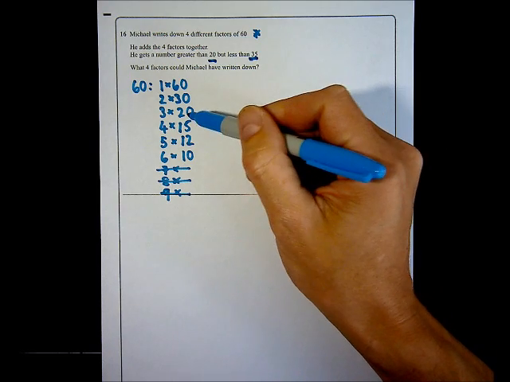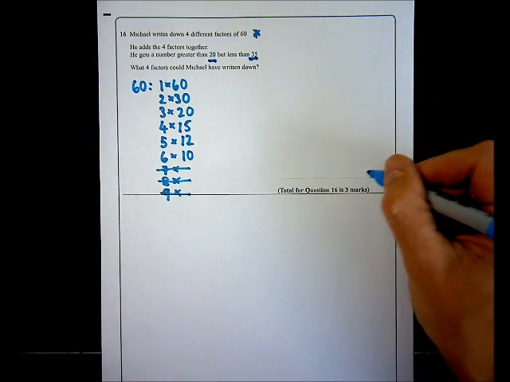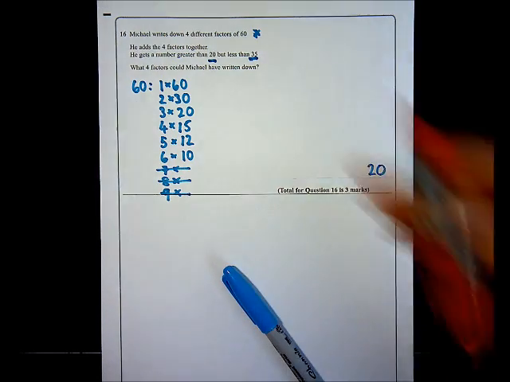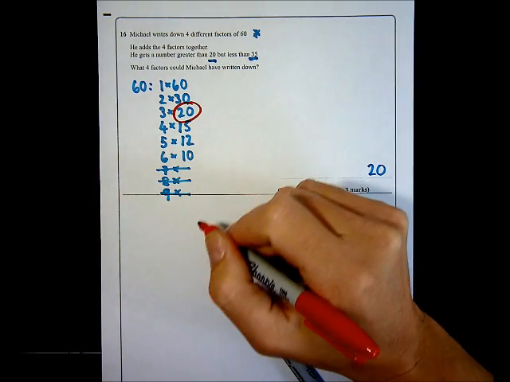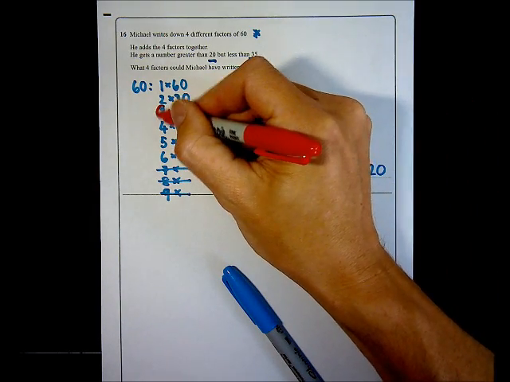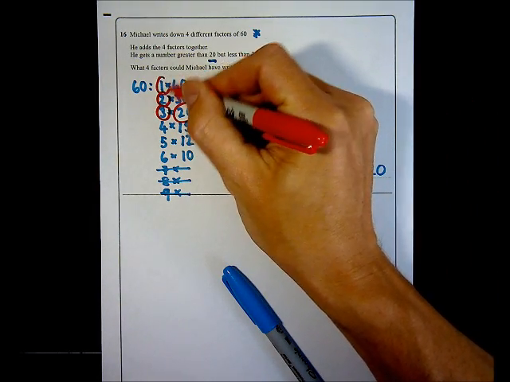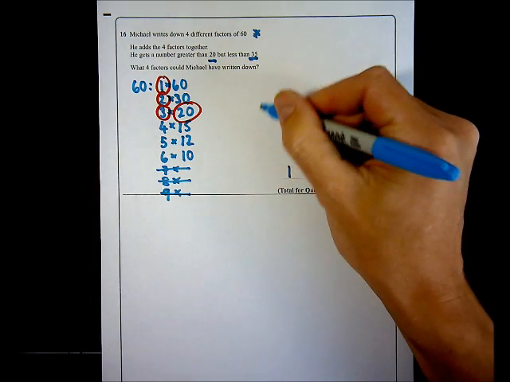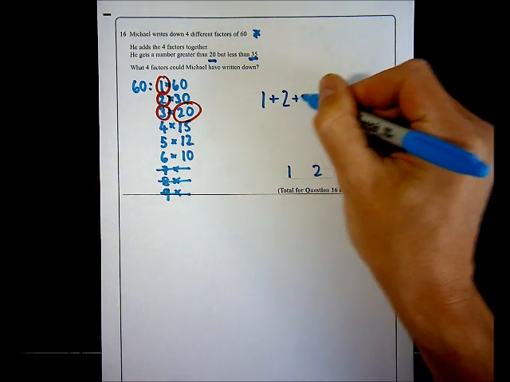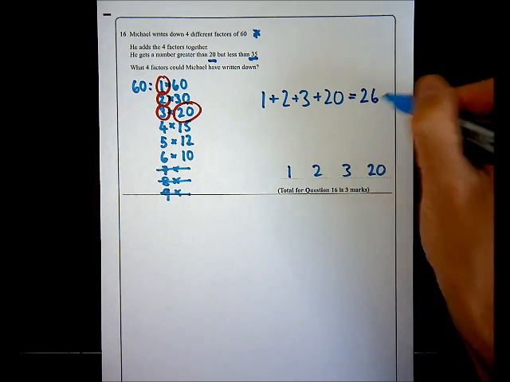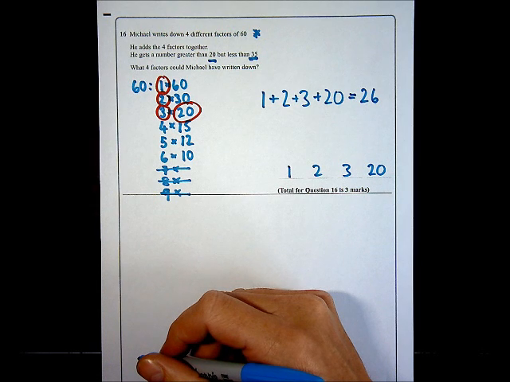So if I pick 20 as one of my factors, I'm going to write that here, and then I'm going to pick 3 more factors that won't take me past 35. So the 3 smallest factors after that are 3, 2 and 1. So I'm going to put 1, 2 and 3, and if I add them up, 1, add 2, add 3, add 20, I get 26, and therefore more than 20 and less than 35.